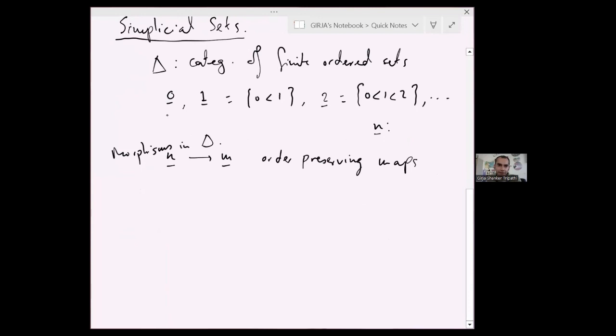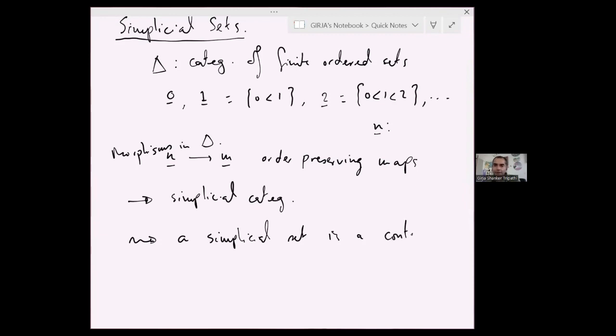This is called the simplicial category, the category of finite ordered sets, Delta. This allows us to define various functors, covariant or contravariant, to any category. So a simplicial set is a contravariant functor from this category Delta to the category of sets.